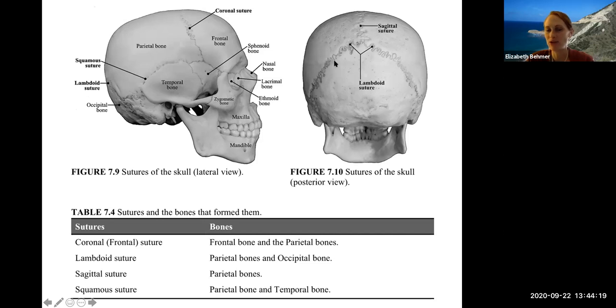Here's your lambdoid suture. Your sagittal suture is formed by both parietal bones. So if you're looking at the posterior view of the skull, the parietal bones come together on each side and form the sagittal suture that falls in that sagittal plane. And the squamous suture borders the temporal bone, and it's where your parietal and temporal bone will come together and fuse. So again, sutures are important because they form the fibrous joint around 1 year of age when your skull bones will come together and be fused.